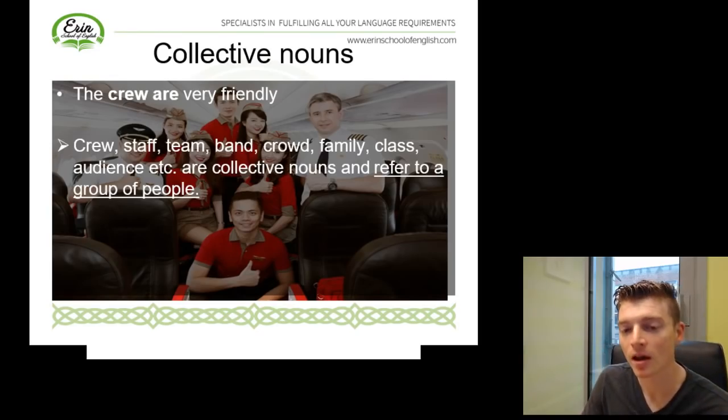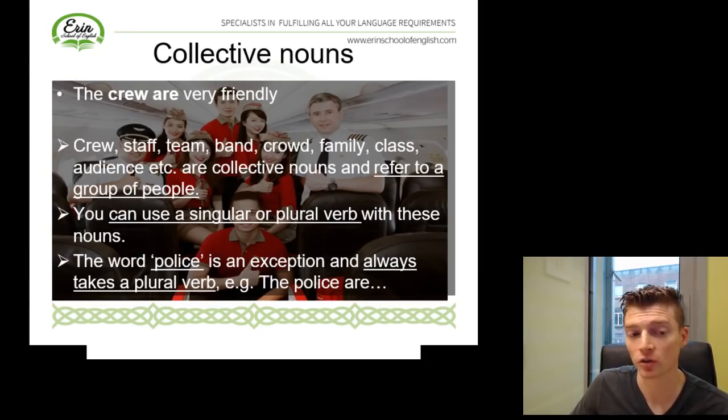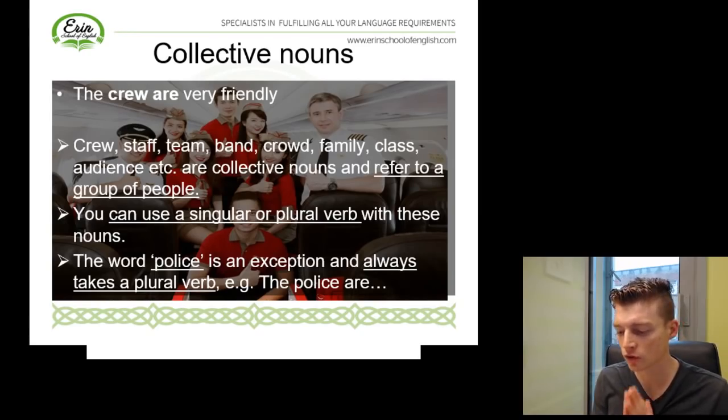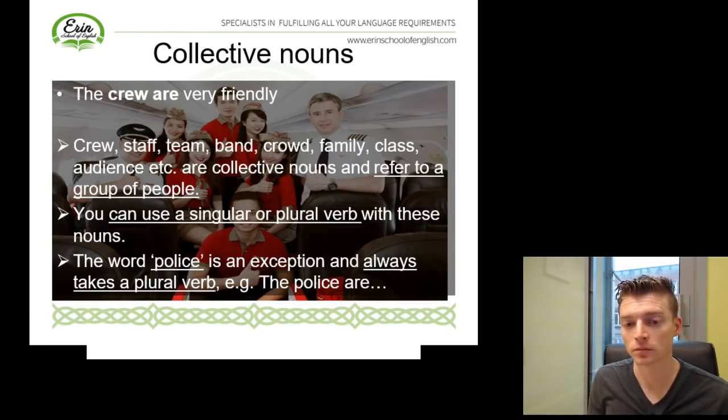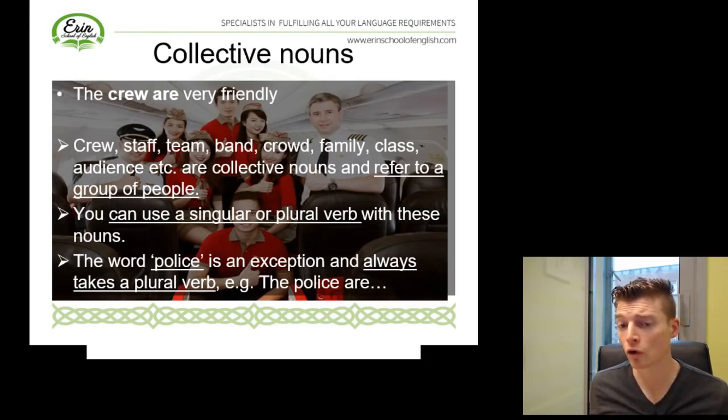A team, grammatically correct. However, just be careful, because the word police is an exception. And police always takes a plural verb. So even though it's referring to a group of people, we must use a plural verb with this noun. So the police in Dublin are helpful. I could never say the police in Dublin is helpful, because this would not be grammatically correct. But with the other collective nouns, you can use a singular or a plural verb.